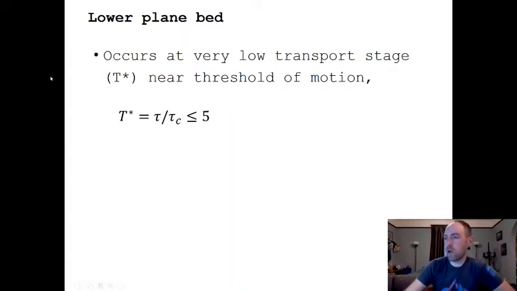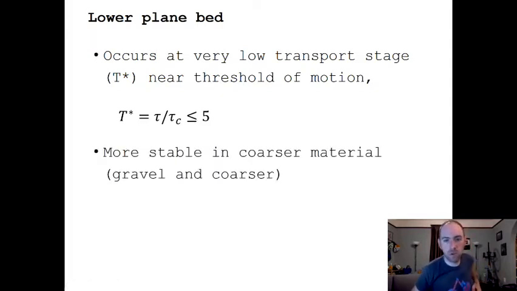So it occurs around about the threshold of motion, where this term T star, the transport stage, is the ratio of the shear stress of the flow to the critical shear stress of the particles. So how much more is the shear stress than the critical amount required to move sediment? And when it's pretty close to 1, so less than 5, you often end up with lower plane bed, especially in coarse bedded materials, right? So it's more stable in gravel and coarser materials. Sand tends not to form lower plane bed, although it does happen.